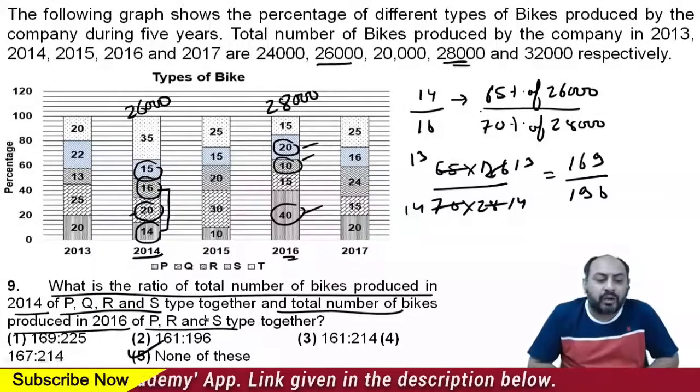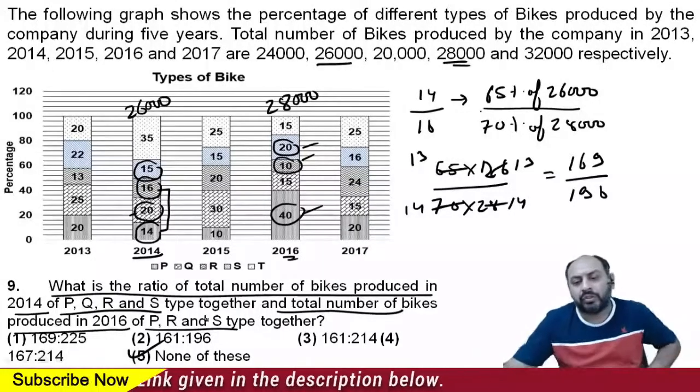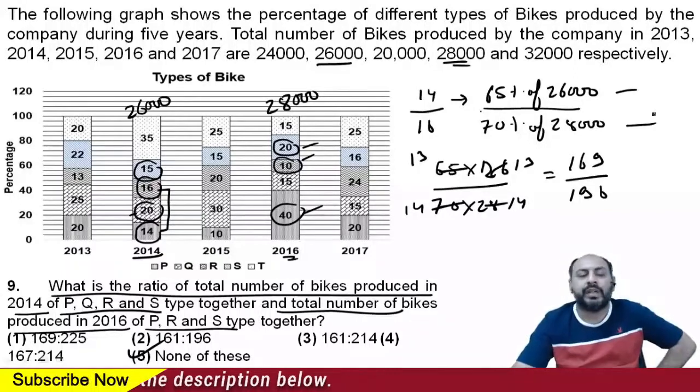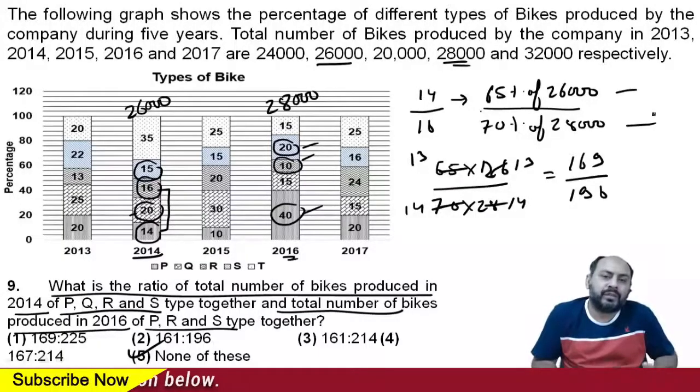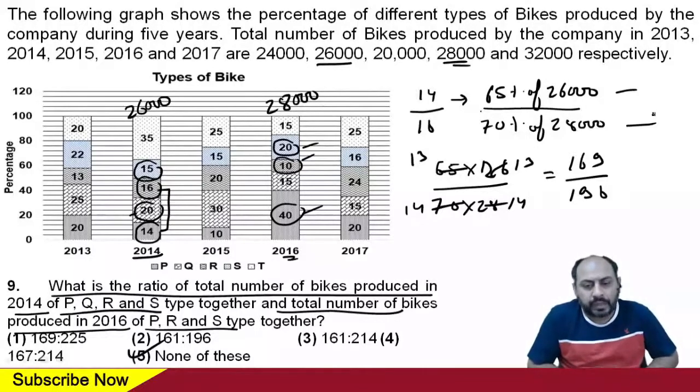So guys, this is how you can approach such questions. You need not calculate the values for numerators and denominators separately. Whenever a ratio calculation is required, you can simply solve it like this and come on to the answer.